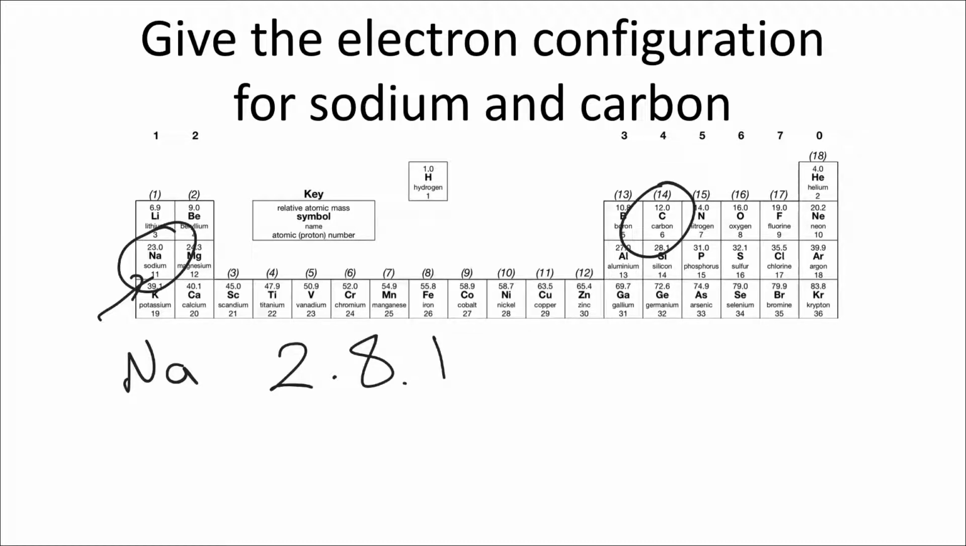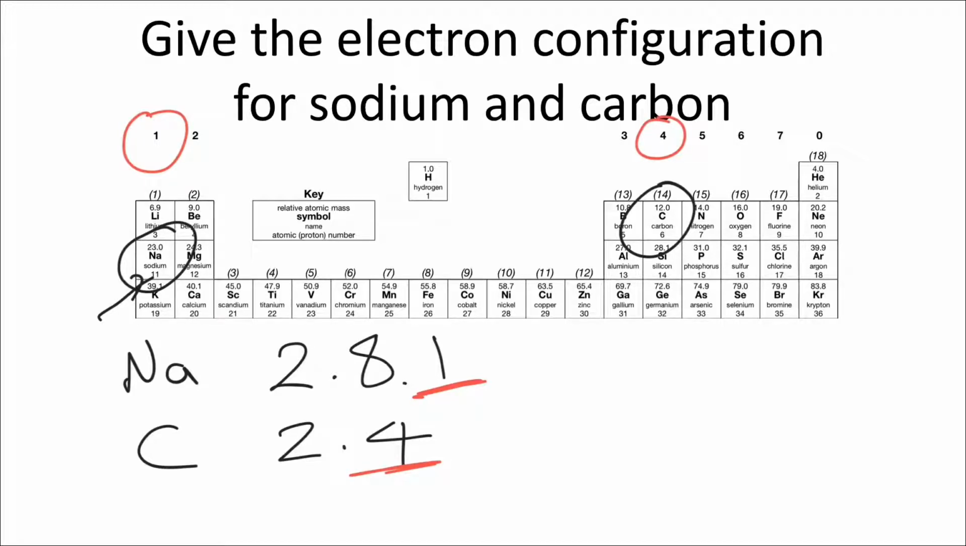It's got 6 electrons. So carbon has got 2 electrons in the first shell and 4 electrons in the second shell. You may also notice and remember that the group number corresponds to the number of electrons in the outer shell. So in this example, sodium has got 1 electron in the outer shell and it appears in group 1 of the periodic table. And carbon has got 4 electrons in its outer shell and it therefore appears in group 4.